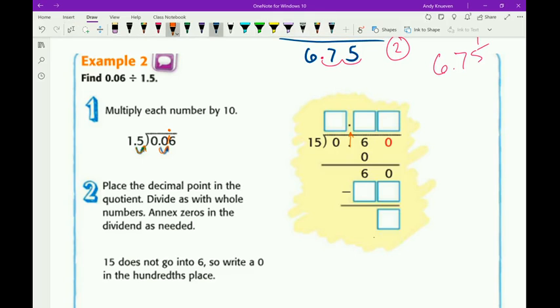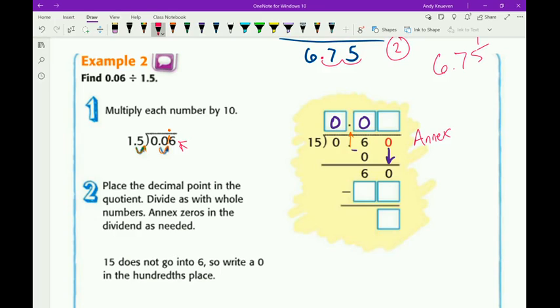So we have to look at this. 15 does not go into 0, so we put a 0 up top. 15 does not go into 6, so I put a 0 above the 6. And we multiply. 15 times 0 is 0. That's what we have here. I subtract. 6 minus 0 is 6. We bring down this 0. But where'd that 0 come from? Right? Because I don't see it over here, right? So this is because they annexed a 0. So they annex a 0, bring it down.